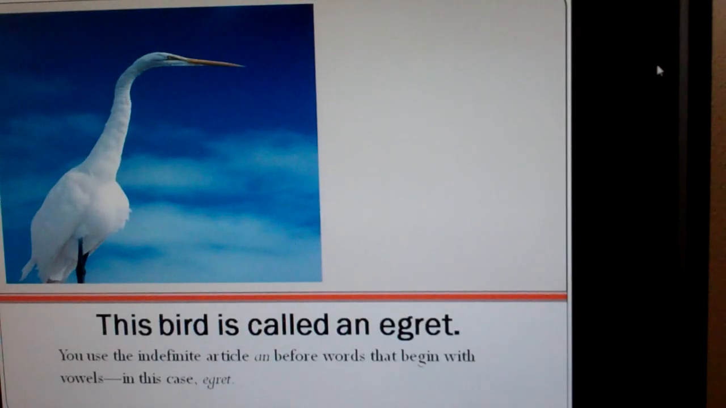This bird is called an egret. You use the indefinite article an before words that begin with vowels. In this case, egret, which begins with an E.